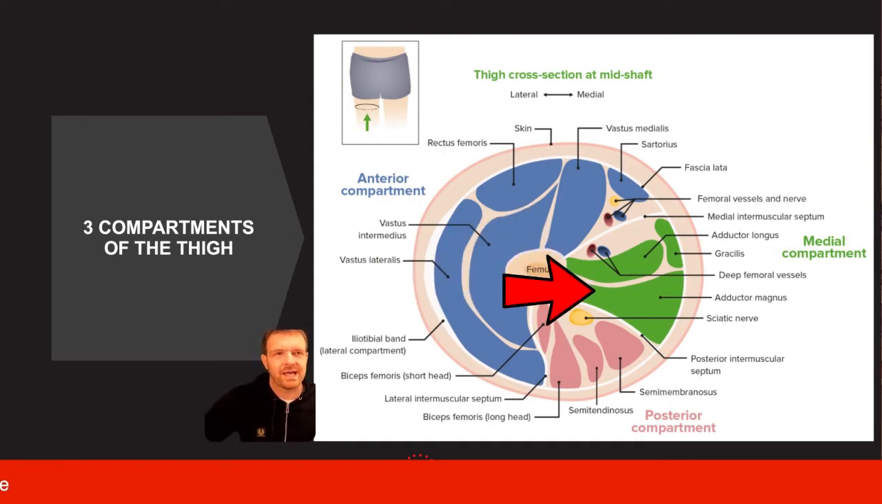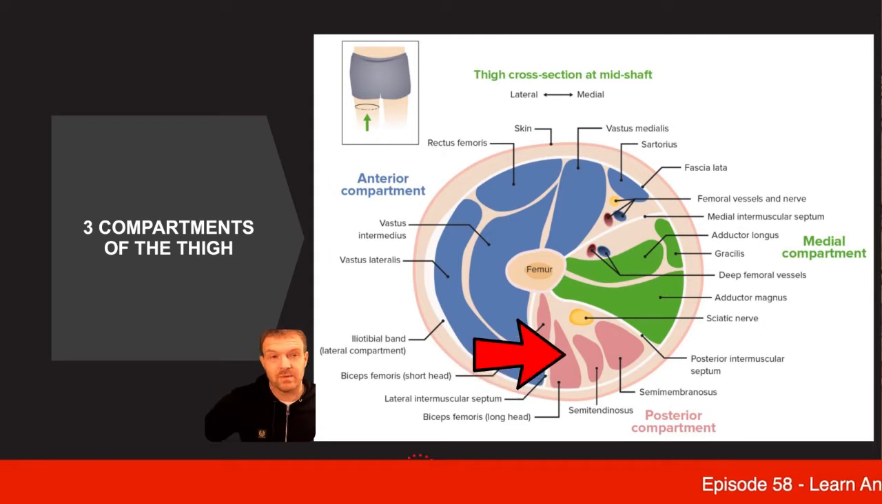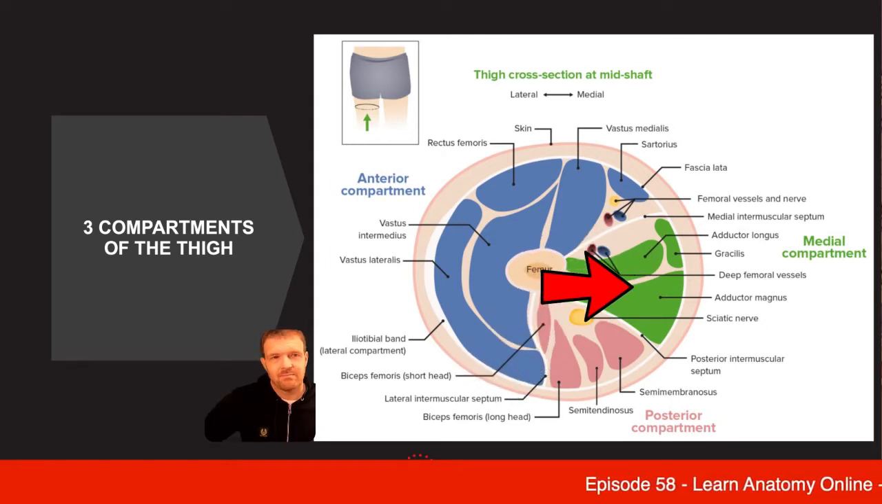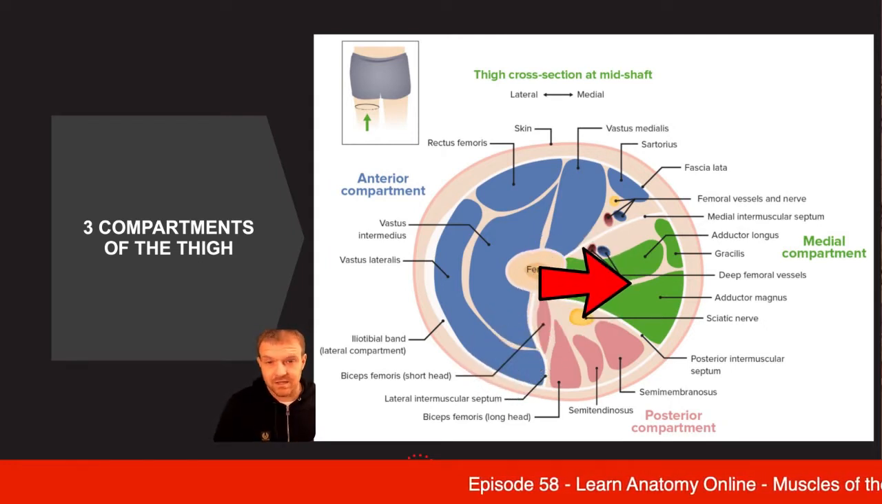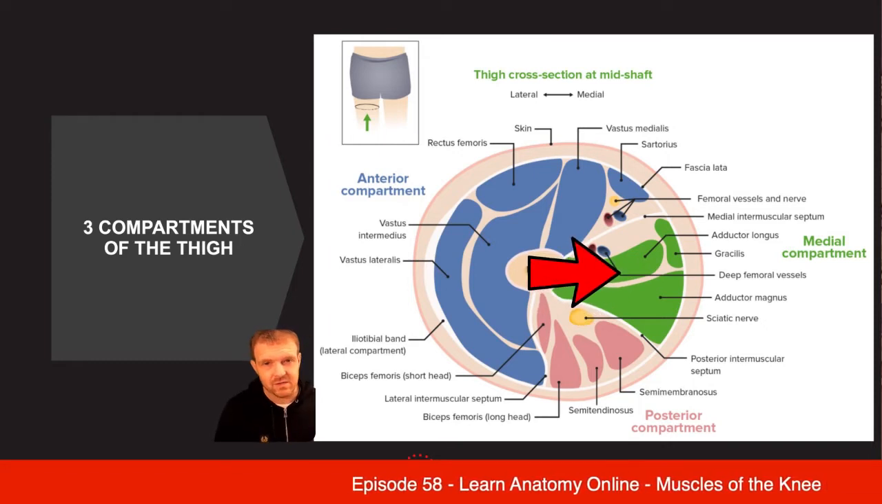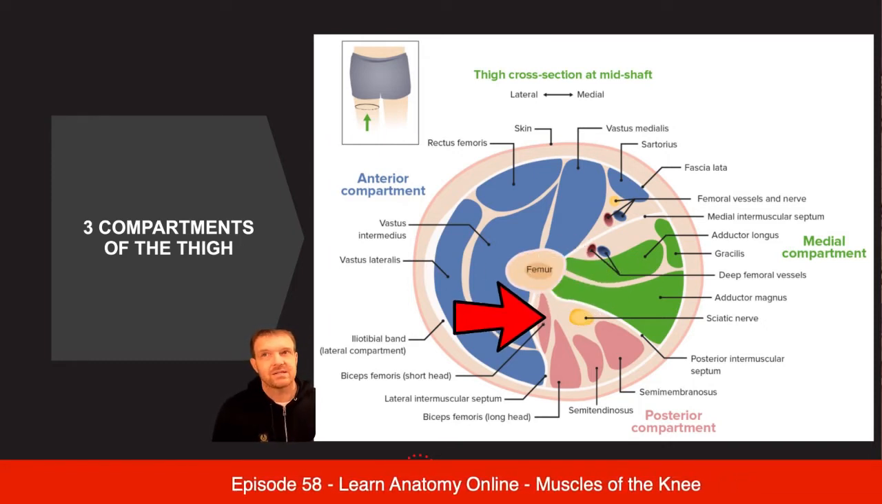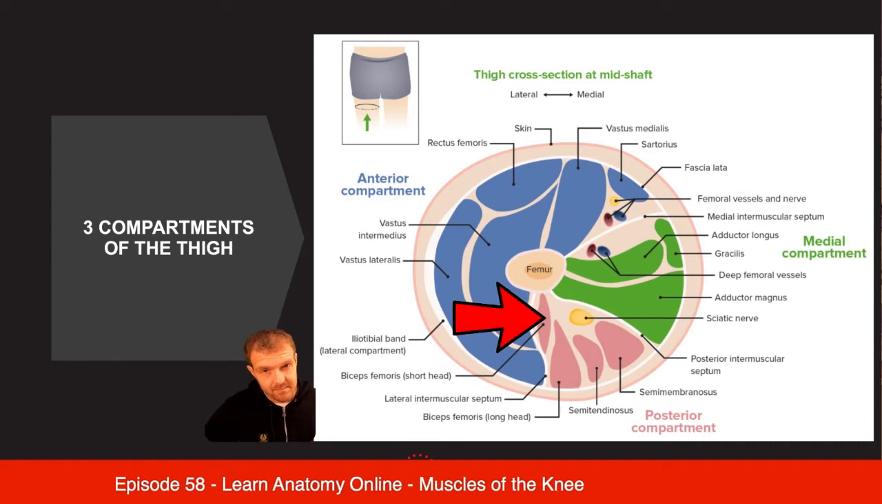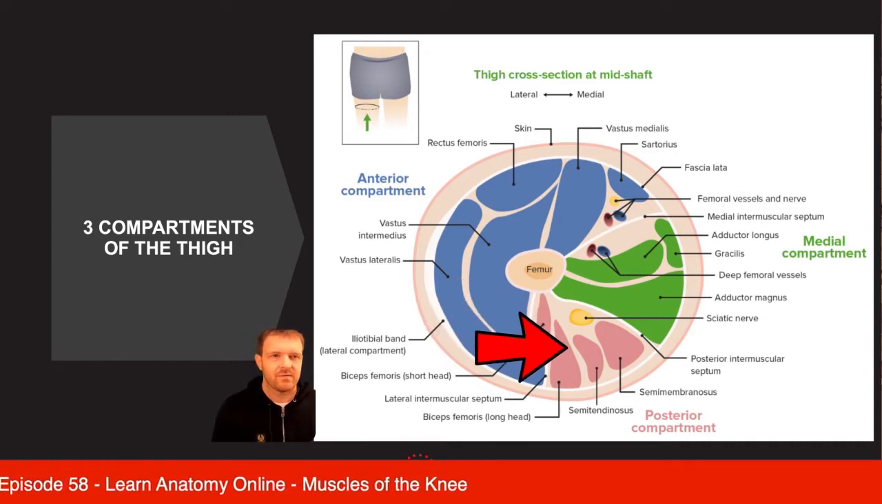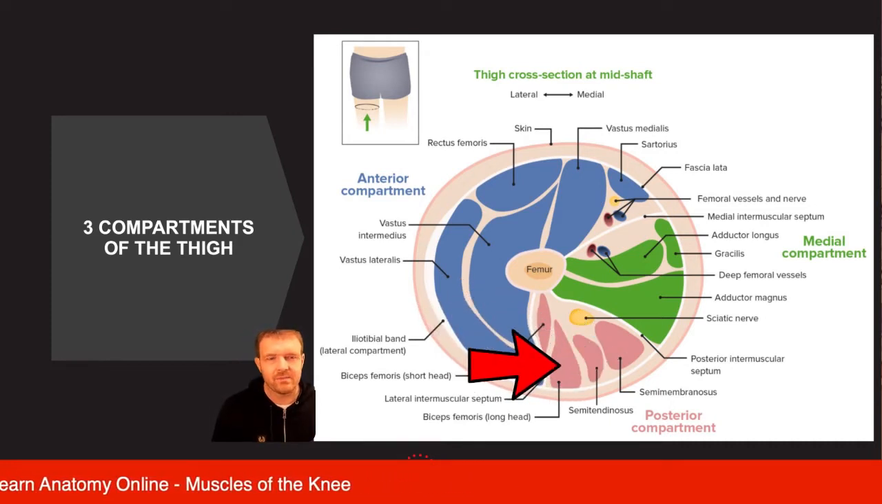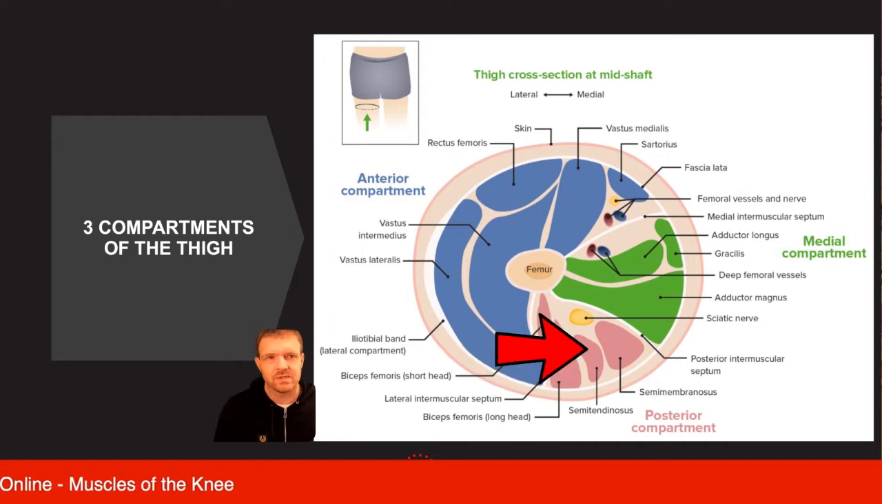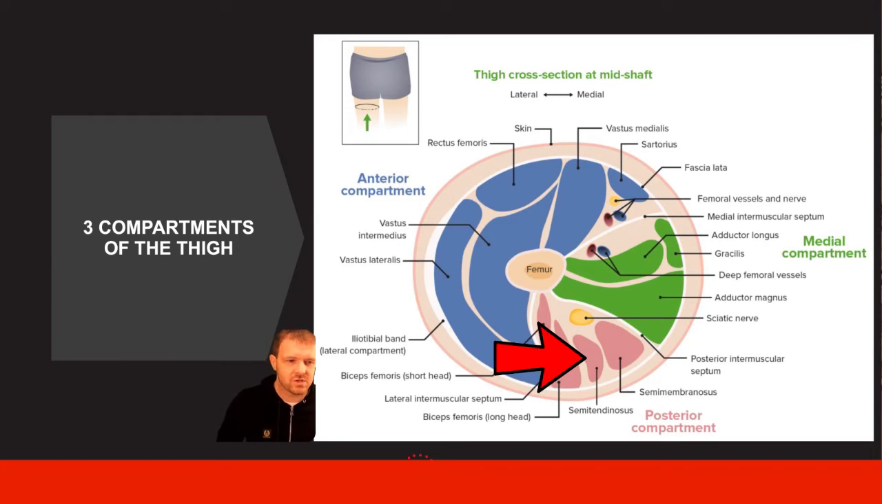So what we're going to have a look at now, we're going to start to look at the medial and the posterior compartments as well. We're going to have a look at these muscles that adduct the thigh and act on the knee. Some of them act on the knee, some of them act on the hip, so we'll have a bit of a discussion about that. And then the muscles at the back, the posterior compartment, just here. These are your hamstring muscles. Okay, so we'll have a look at those too.